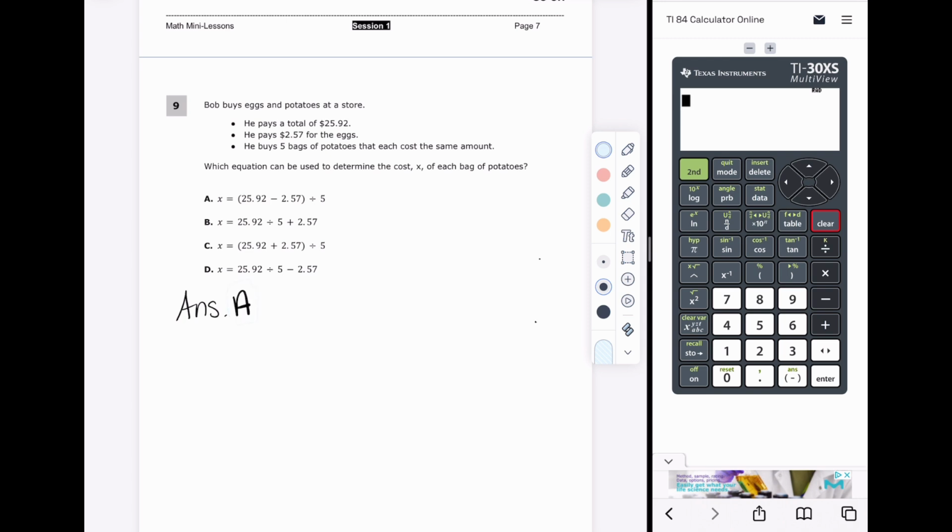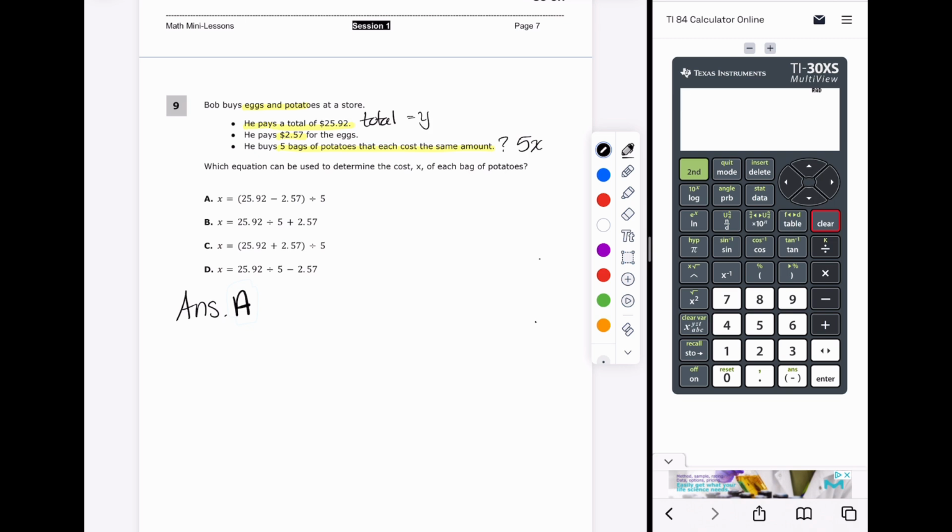The answer is A. So let's look at why I kind of like the way this question's written. It's very interesting. We have Bob buying eggs and potatoes at the store. He pays a total of $25.92. He pays $2.57 for the eggs, and he buys 5 bags of potatoes for the same amount. All right, so we don't know how much this is going to be, but we know he buys 5 packs of them. So in this case, our unknown is the cost of potatoes, and that's what we need to determine, and which equation will show us that. And we know our total is $25.92, so that's going to be my y.